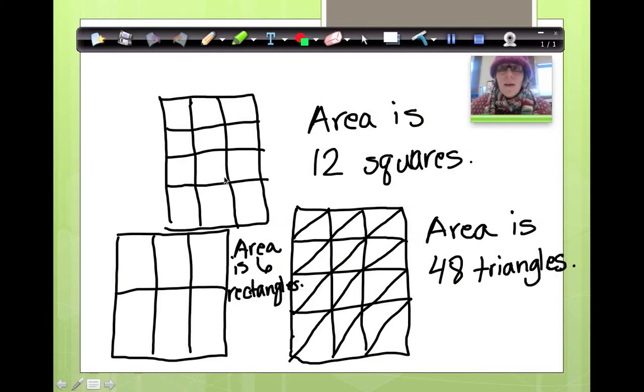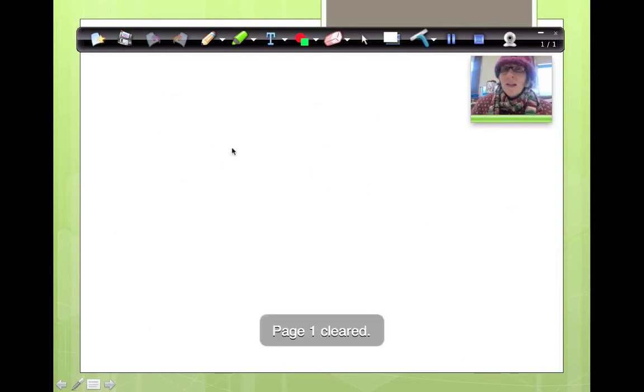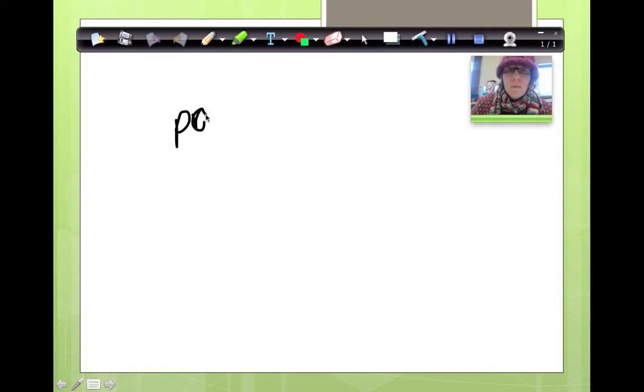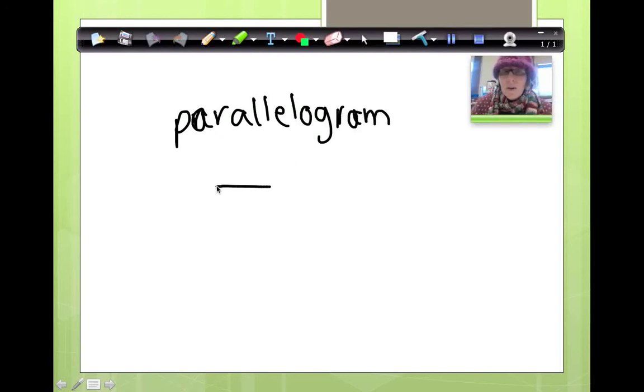Now wait a minute, what was a parallelogram? A parallelogram is such a fun shape. In fact, this is how you spell it. Parallelogram. This is how you spell it. Okay, and here's what it looks like. This could be a parallelogram, but often our parallelograms are like this. And it's like you take a rectangle and you just shove it over a little bit.